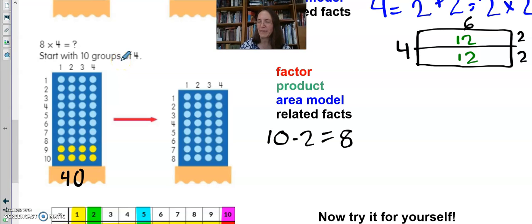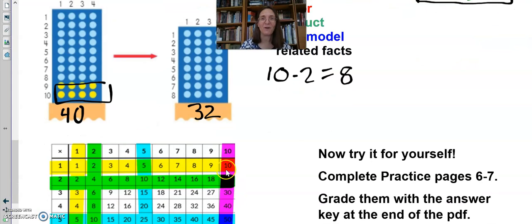I'm starting with 40, and I need to take away 8 of them. Because, and it's not this 8 here, it's this 8 over here. These are the ones that we're going to get rid of. Well, 10 minus 8 is 2, so 40 minus 8 must be 32. So you can use 10, use 4, or use the fact that 4 is 2 times 2 to multiply any single digit number times 4.